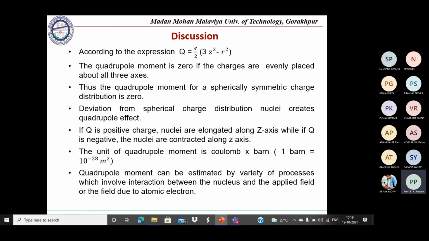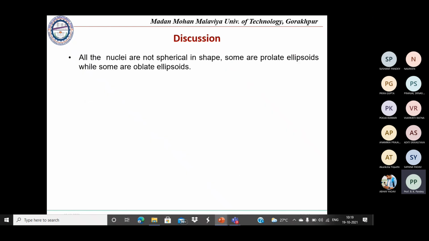The quadrupole moment can be estimated by a variety of processes, which involve the interaction between the nucleus and the applied field or the field due to the atomic electrons. All the nuclei are not spherical in shape. Some are prolate ellipsoid, while some are oblate ellipsoid.